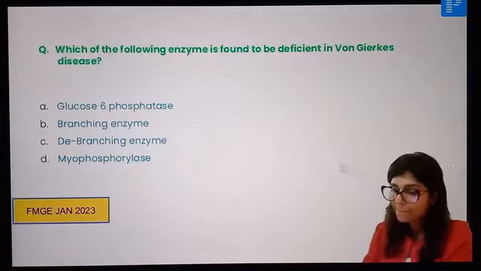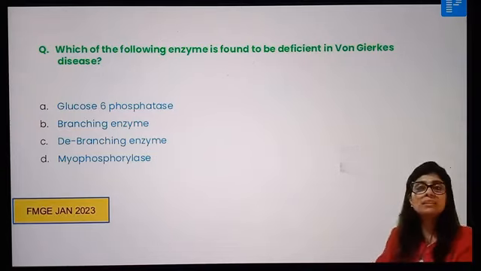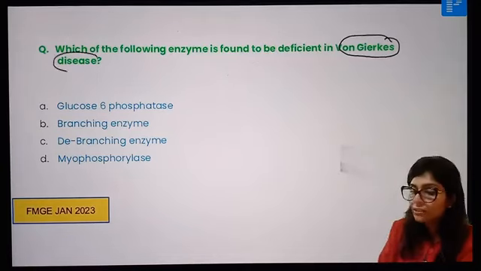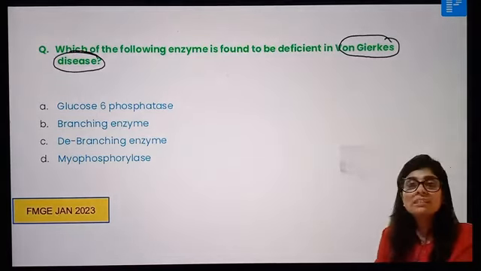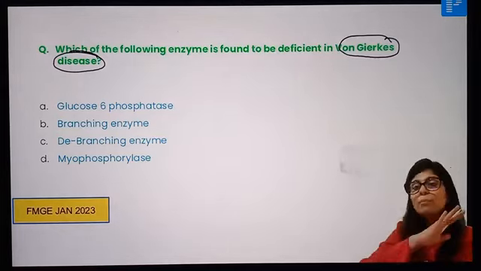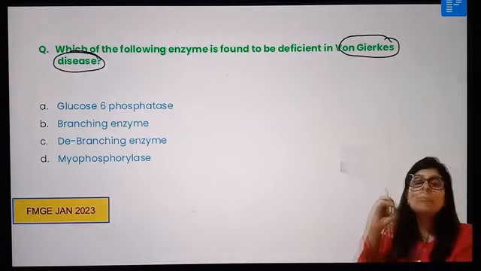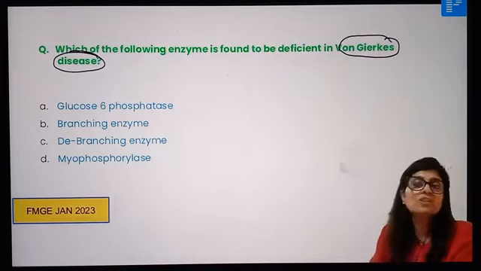Okay. So which of the following enzymes is found to be deficient in von Gierke's disease? Glycogen storage disorder is a favorite topic for FMG. I want all of you to listen to this session carefully for the next 15 minutes. In 15 minutes, we'll be learning about the entire glycogen storage disorder, and you will be able to answer any MCQ on this topic. That is my assurance.